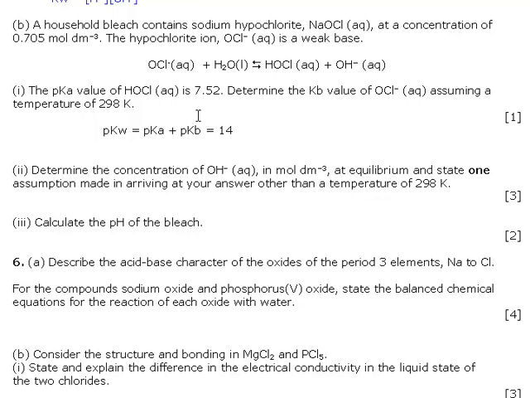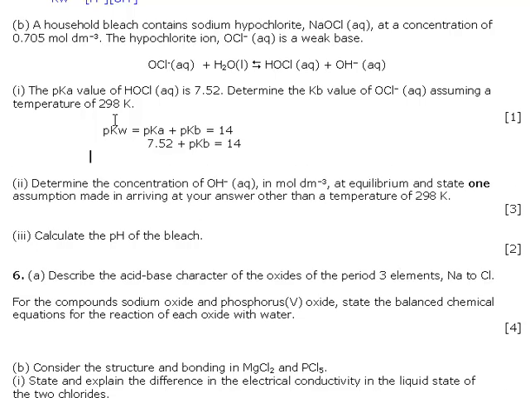So for our calculation here, if the conjugate acid HOCl has pKa 7.52, plus pKb equals 14, and so you can see pretty much there that pKb equals 14 minus 7.52 equals 6.48.